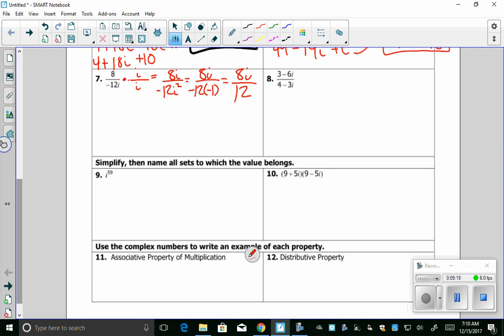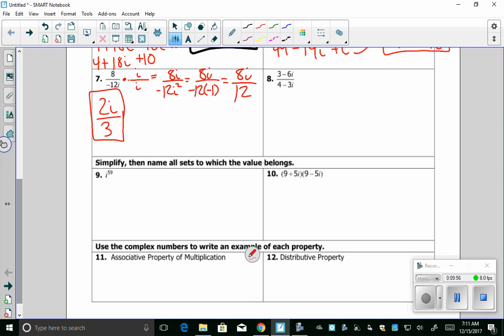This is not your final answer. It can simplify. If you do not simplify, you will not get full credit. The biggest number that will go into both 8 and 12 is 4. So 8 divided by 4 is 2i, and 12 divided by 4 is going to be 3. So this will be your final answer.